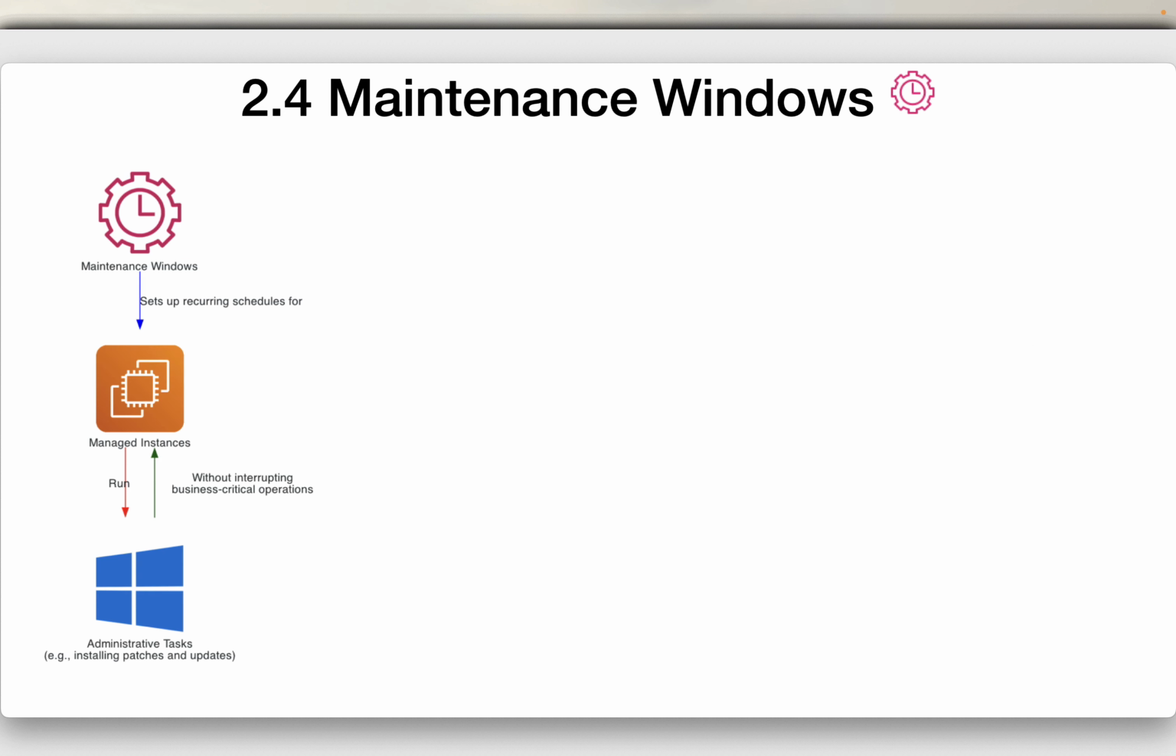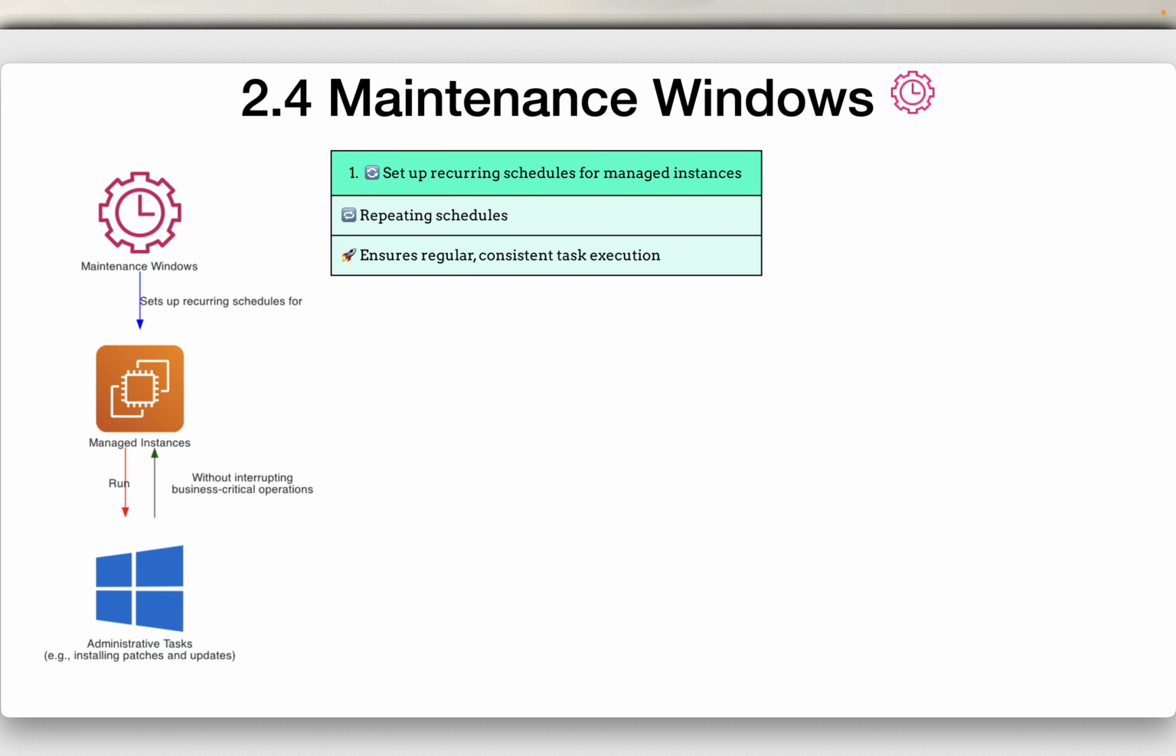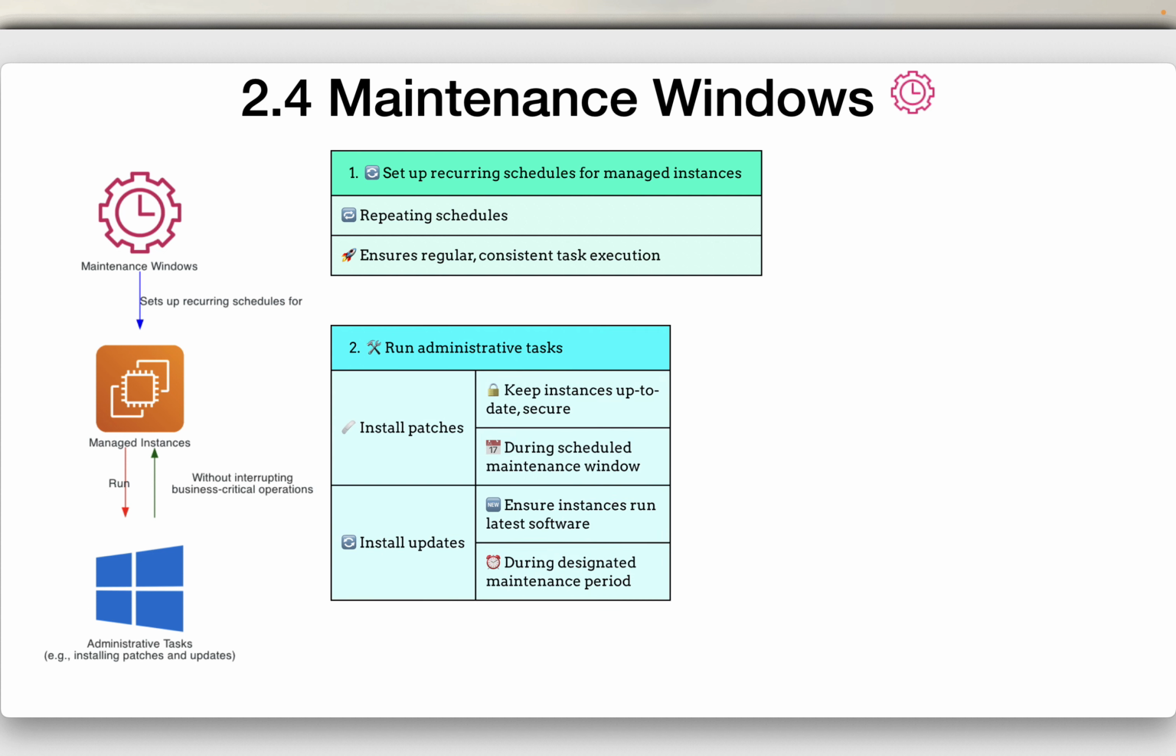Okay, next capability, AWS Systems Manager maintenance windows. Maintenance windows allow you to establish repeating schedules for your managed instances, ensuring that administrative tasks are performed regularly and consistently. With maintenance windows, you can execute essential admin tasks on your managed instances, such as keeping your instances up to date and secure by applying the latest patches during the scheduled maintenance windows.